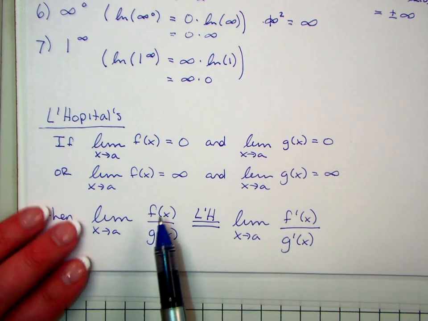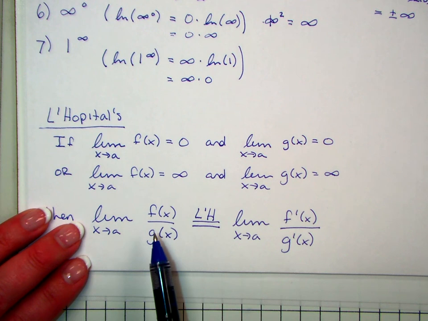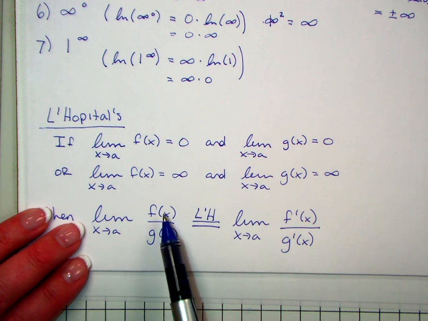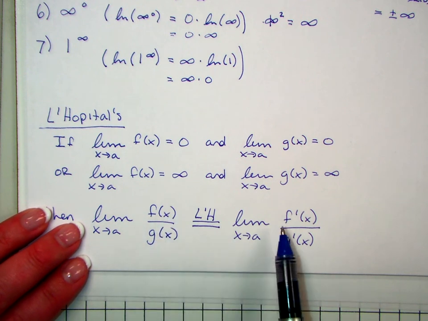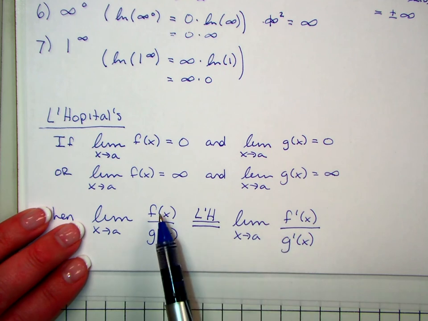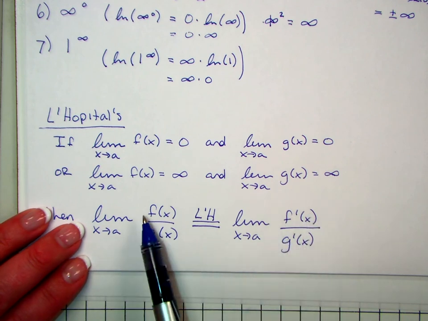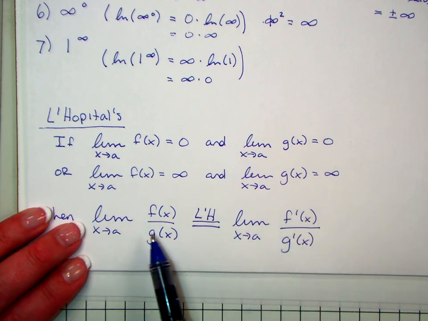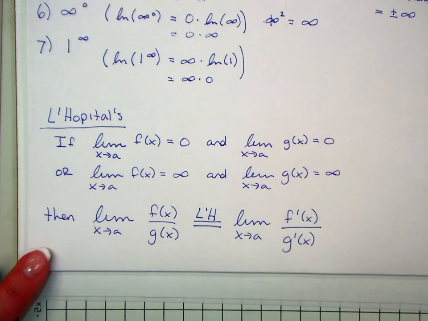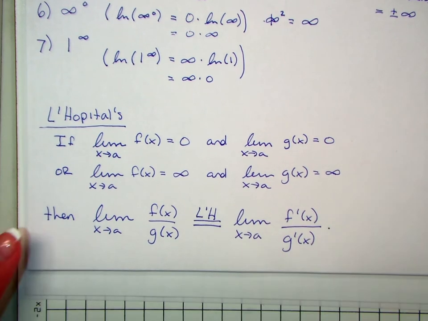Now I want you to notice we are taking the limit of a quotient here, all right? But when we use L'Hopital's rule, we're not using the quotient rule, right? We're not doing the derivative f times g minus the derivative g times f all over g squared. This is not a quotient rule here, right? We're just taking the derivative of the top and putting it over the derivative of the bottom, right? So let's do a few examples of the L'Hopital's rule.